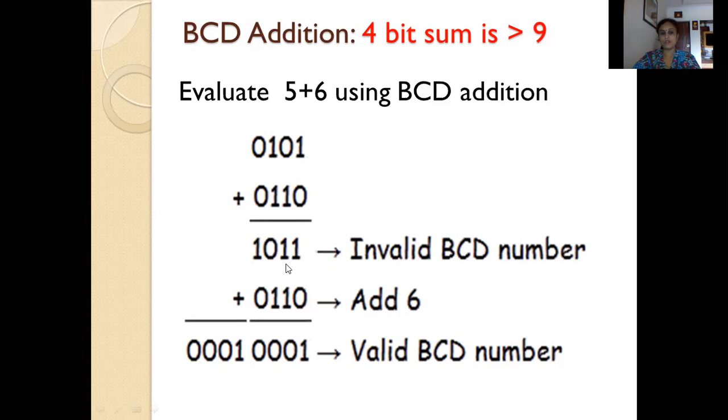So if you see 1011, this is not in our BCD table. So it is an invalid BCD number because it is exceeding the number 9, that is 1010. Though it is equivalent to the result, it is not a valid BCD number. So what do we have to do then? We have to add a corrective factor, that is 0110, to this.